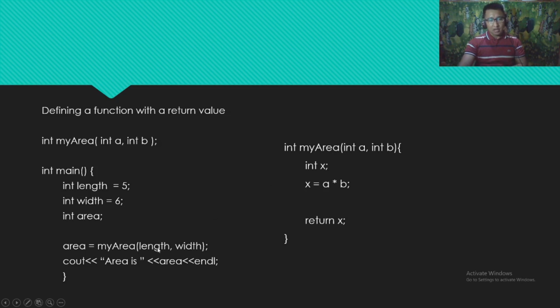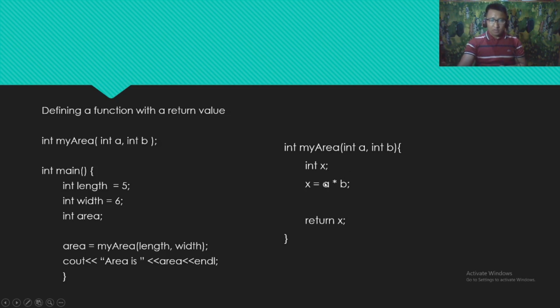Then the values will be passed into the parameters a and b. So now a and b have values of 5 and 6. To calculate these two values, I have used this variable to store the calculated value of this length and width, which is coming here.